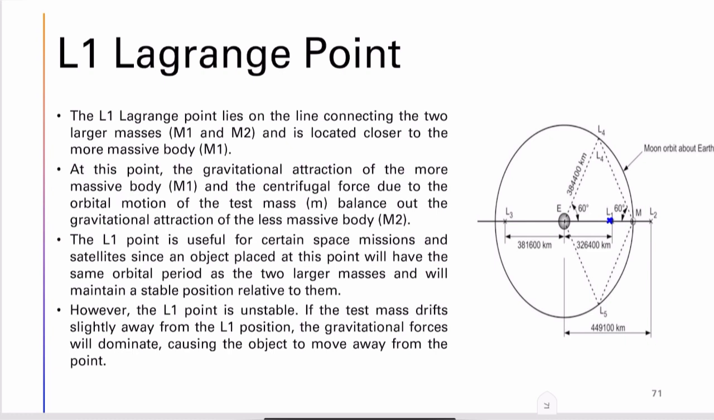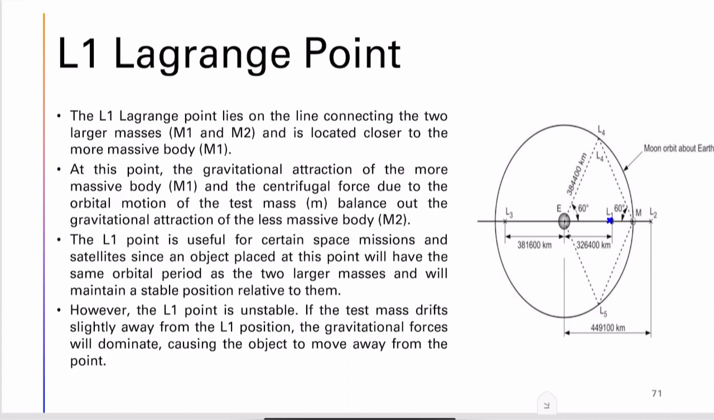The L1 point is useful for certain space missions and satellites, since an object placed at this point will have the same orbital period as the two larger masses and will maintain a stable position relative to them. So you can see here, when it is launched at this L1 point, it has the same orbital period as the two objects, and the position of the satellite remains stable relative to the two massive bodies.